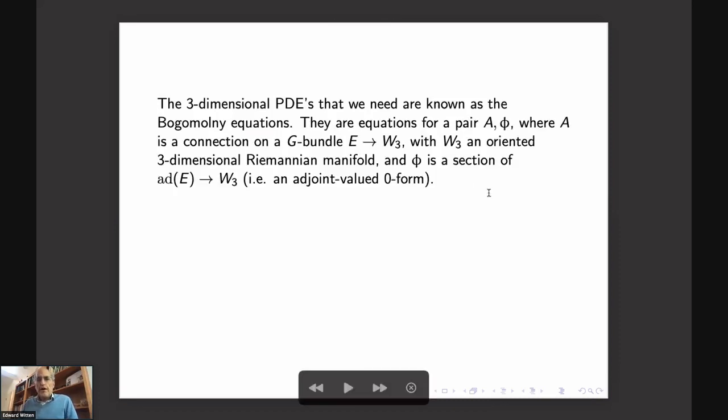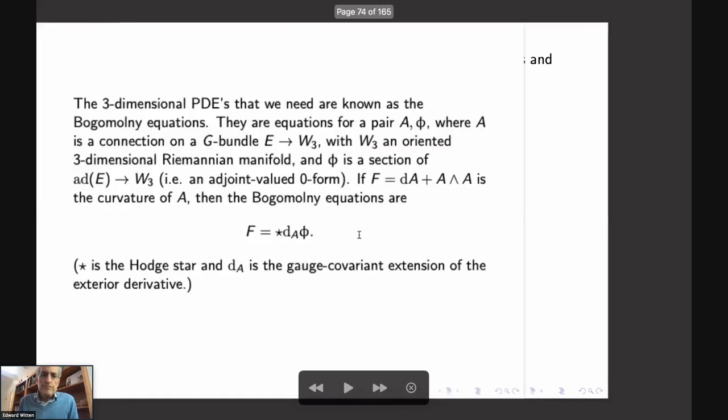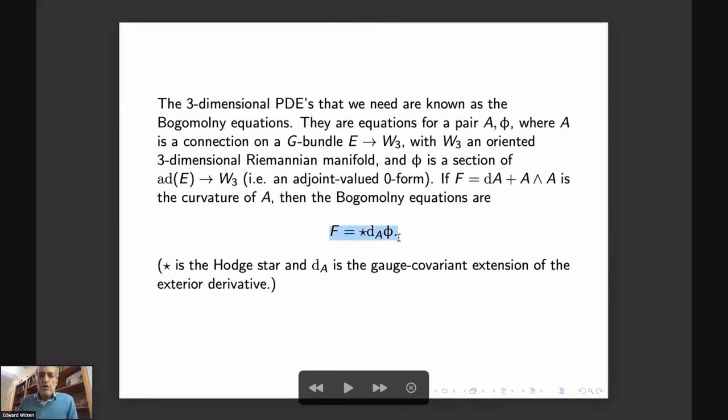They're equations for a pair A and phi. A is a connection on a G bundle E over a 3-manifold, and phi is a section of the corresponding adjoint bundle. In other words, it's a 0-form valued in the adjoint bundle. And if we write the Yang-Mills curvature as F equals dA plus A wedge A, then the Bogomolny equations are like so. They say that the curvature is the Hodge star acting on d sub A of phi. d sub A is the gauge covariant exterior derivative.